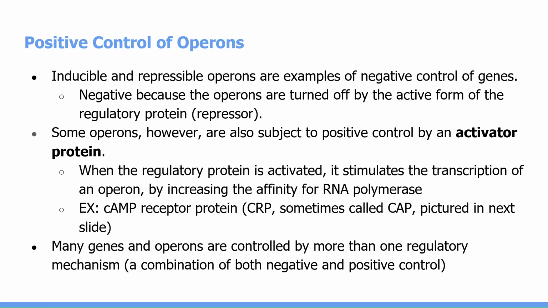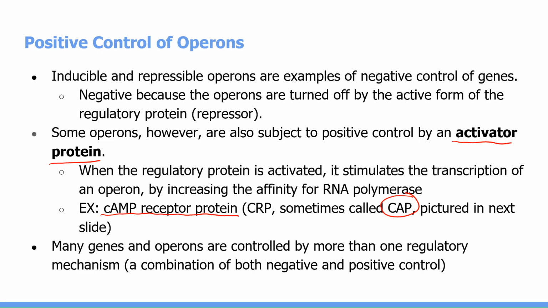So once activated, the activator can bind to the DNA and then that attracts RNA polymerase, thus increasing the rate of transcription. So the biggest example would be cyclic AMP receptor protein, the CRP, and sometimes they're called CAP. They are considered to be the activator proteins for this positive control and specifically for the lac operon.